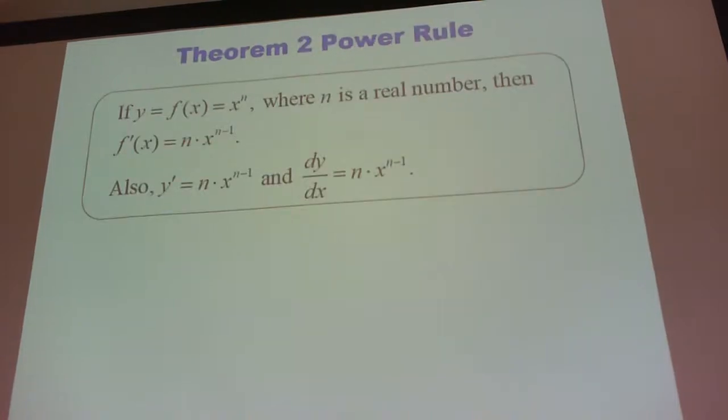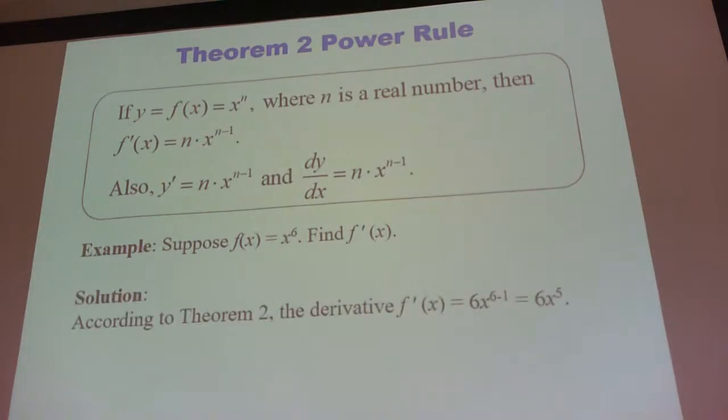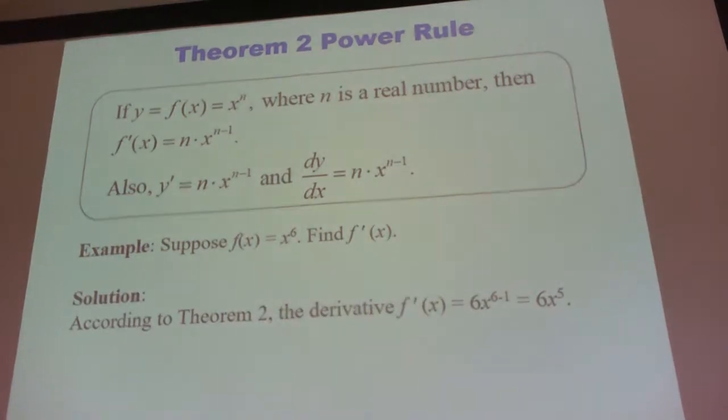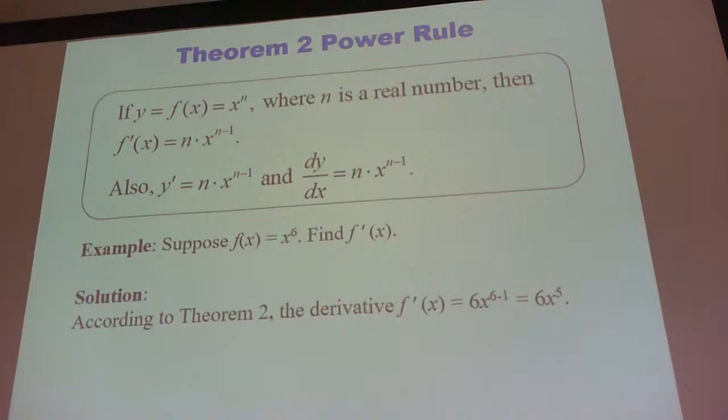And then we already talked about the exponent goes to the front, subtract 1. The exponent goes to the front, subtract 1. That's theorem 2, power rule. So if you want to find the derivative of x to the 6, what's the derivative of x to the 6? 6x to the 5th. We okay? Calculus just got a whole lot easier, right? But it's not how to do it. We talked about that. It's why we do it is what we're going to focus on.